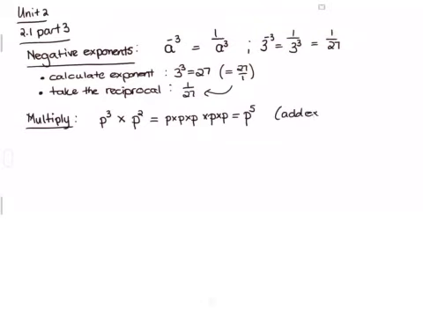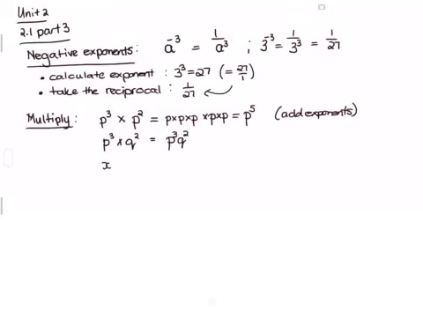So you add exponents only if the base numbers are the same. If I had p to the 3 times q to the 2, the only thing I can do is drop the times sign, but I cannot add exponents. They are different variables.